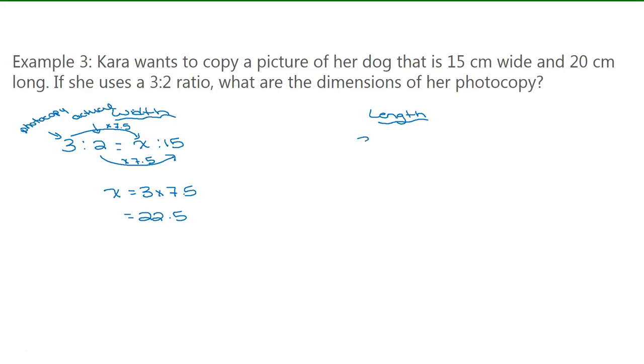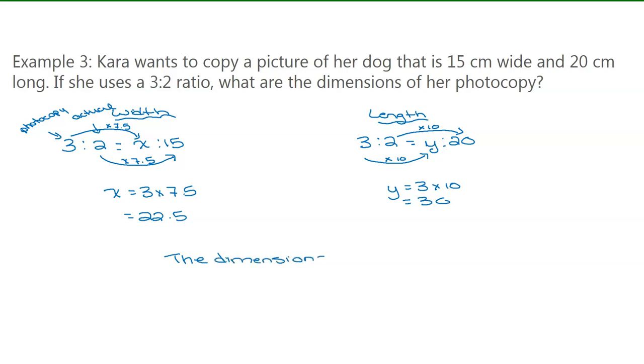Now what's the length? Let's set up a similar ratio. I'll use a different variable this time because I already used x. And the length of the picture is 20 centimeters. So now 2 times what is 20? That's 10. So to find y, I just need to multiply 3 times 10. 3 times 10 is 30. So that's the length of the photocopy. So we can say that the dimensions of the photocopy are 22.5 centimeters by 30 centimeters.